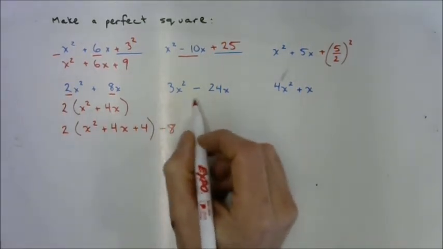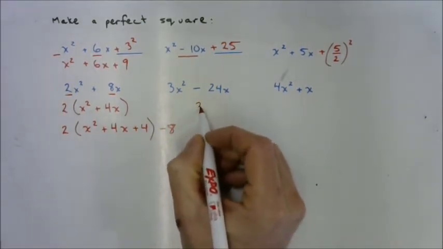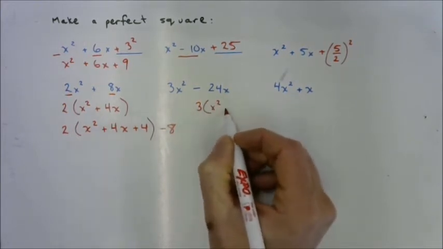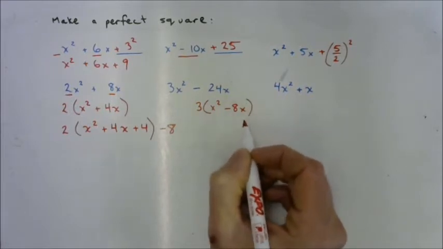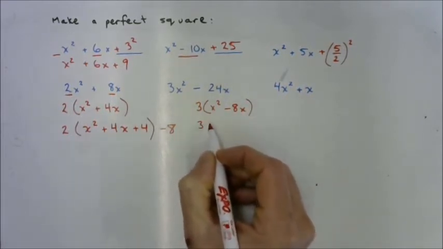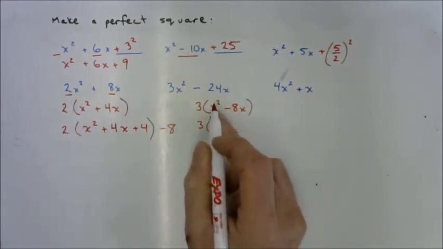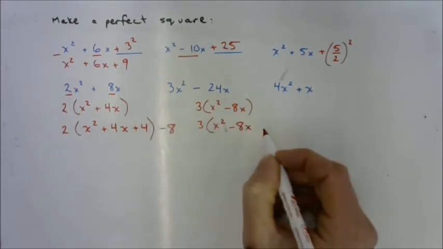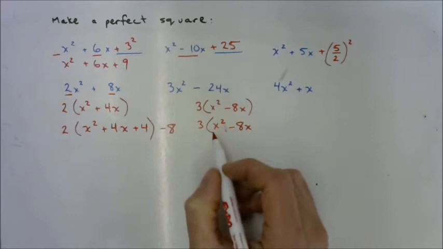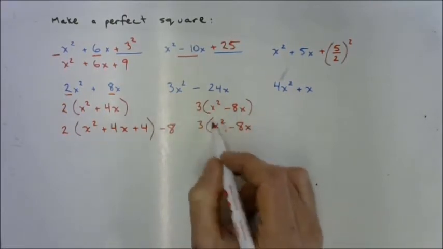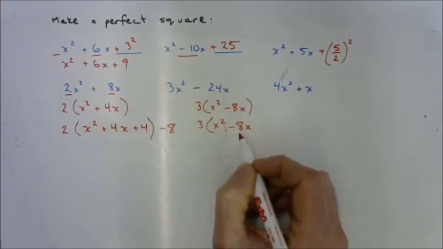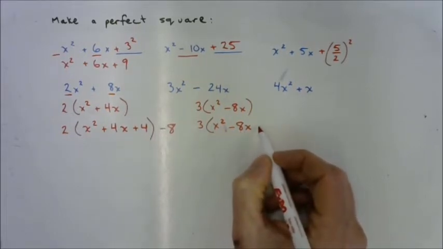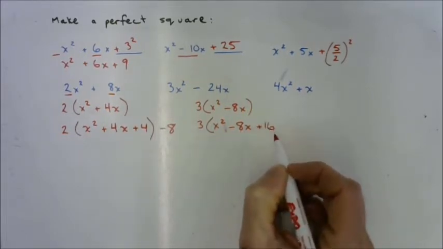Same situation here. I've got to factor out the 3 first so that I have a 1 in front of my x squared term. That leaves me with x squared minus 8x. And now to complete this trinomial so that it is a perfect square trinomial, I'm just going to re-record those first 2 terms with the x, and my third term is going to be half of b squared. Half of b is negative 4. Negative 4 squared is positive 16.